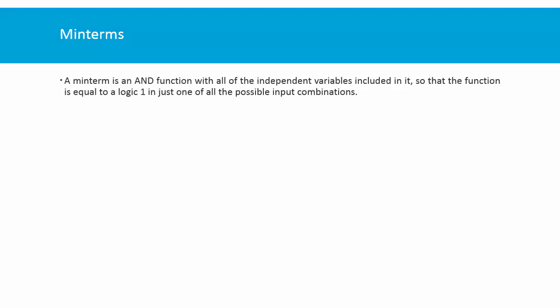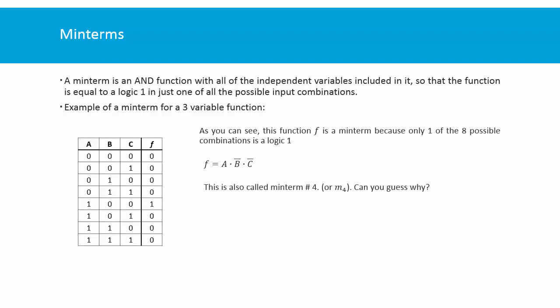Minterms, as I already explained, are an AND function with all of the independent variables included in it, so that the function is equal to 1 in just one of all the possible input combinations. This is very important. This is the definition of Minterms. Only in one combination, only in one row of a truth table, can the function be 1. All the rest of the combinations have to be 0. Let's see an example of a Minterm for a 3-variable function. This function is a Minterm because we only have one of the 8 possible combinations as a logic one.